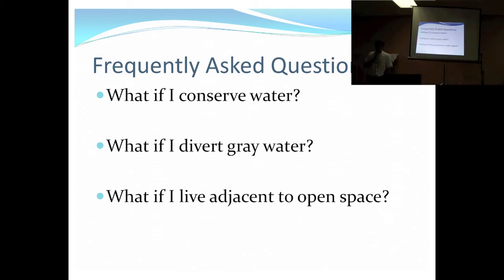What if I divert gray water? Okay, I'm not sending my clothes washing discharge, or the final rinse of my dishwasher, or the shower or bathtub. I'm not sending those out to the septic system, okay? I see a lot of people doing that, and that's a good water conservation technique.